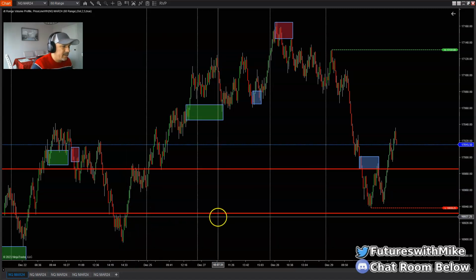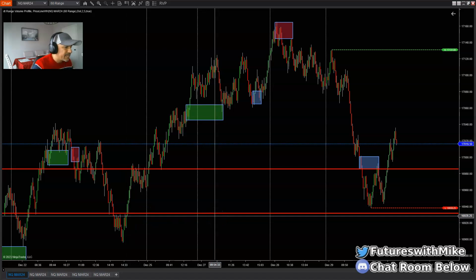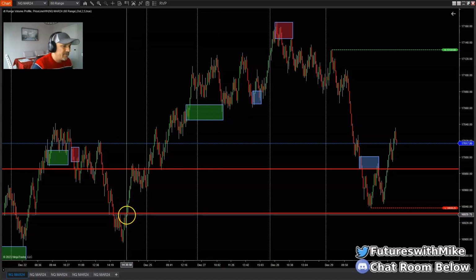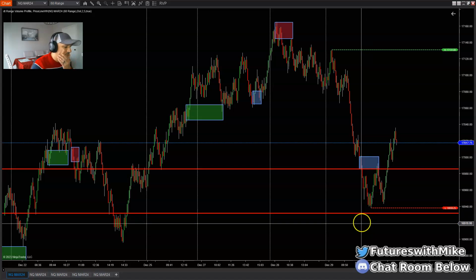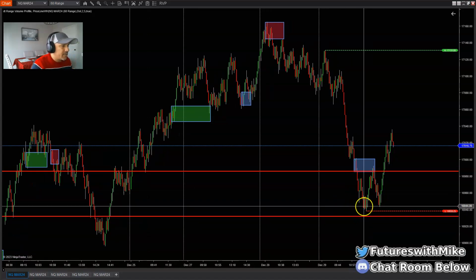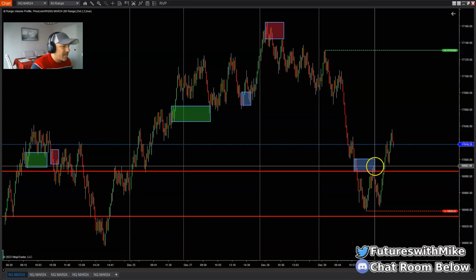930. Now I'm not saying 930 the time, I'm saying 930 the price area, price level. Right here around 16,930. We didn't get down to about 8 points away from that area before the market started doing what? Started turning back around and pushing back up.